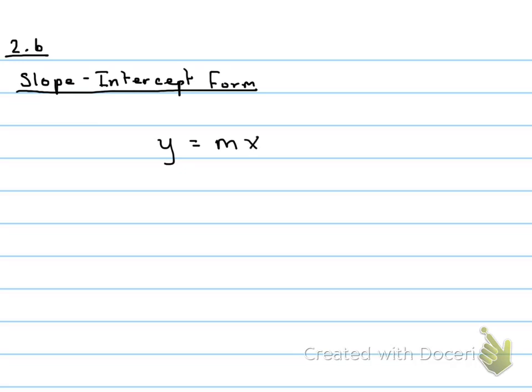Your slope-intercept form is y equals mx plus b. The y and x are both variables. Your m represents your slope, and your b is your y-intercept, which is written as 0, b.